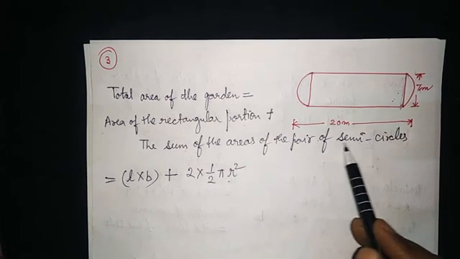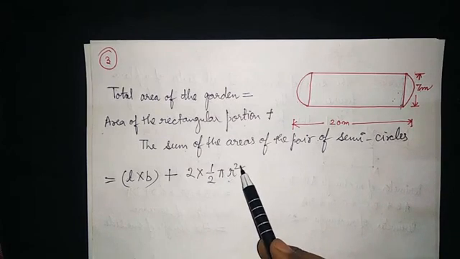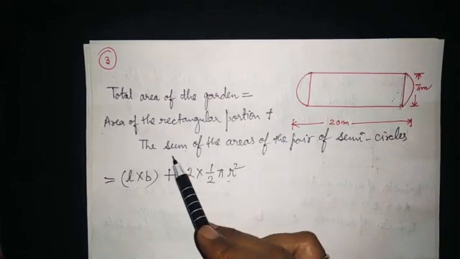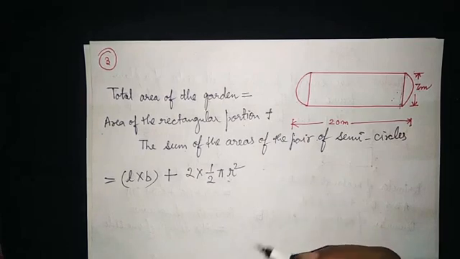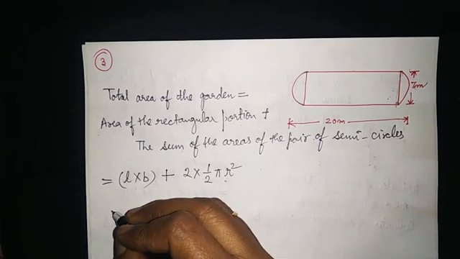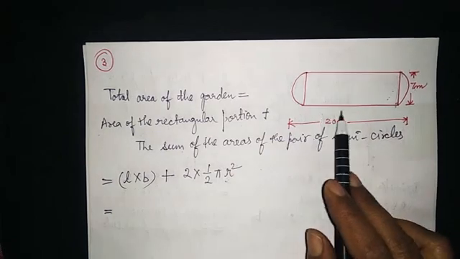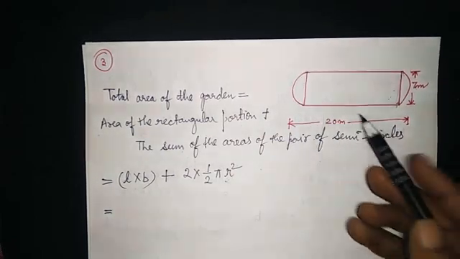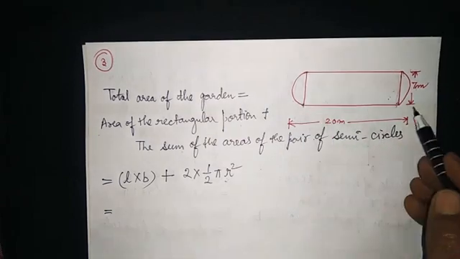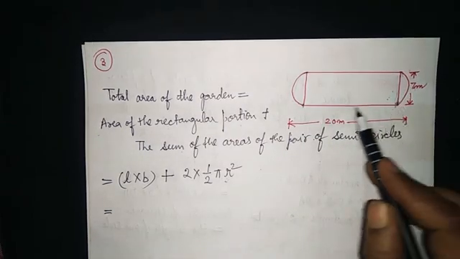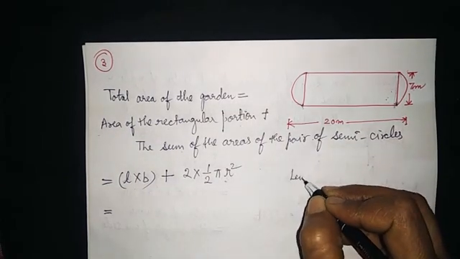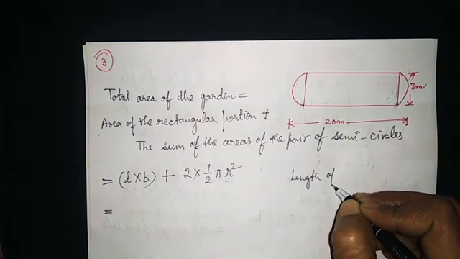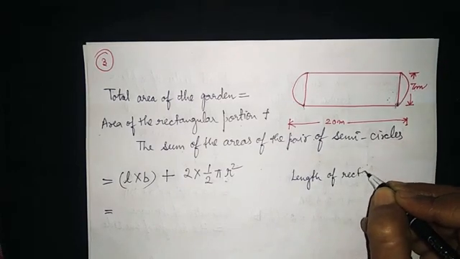Here we are talking about a semicircle, so we will write half pi r square, and we are talking about two semicircles, so here we will write 2 into half pi r square. Now children, we have to write the length. The length of the rectangle is from this point to this point. So here we will calculate the length of the rectangle.